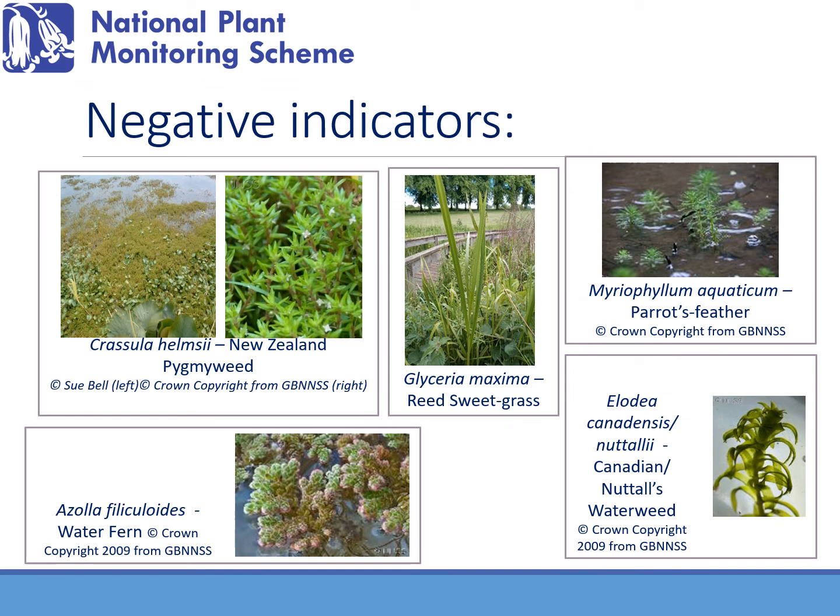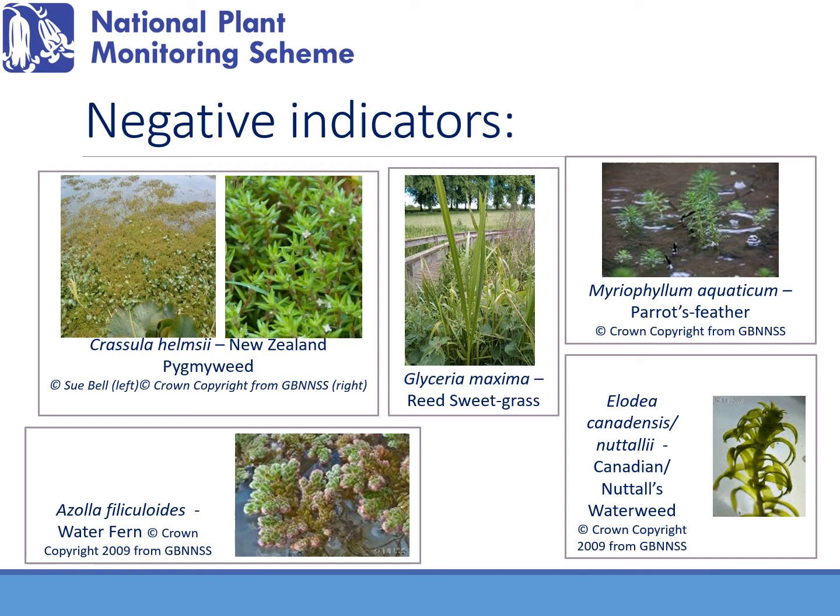Now we've gone through all the main species of plants that I wanted to introduce you to, there are a few summary points I just want to cover. Firstly, I just want to highlight those species which are considered as negative indicators for the purposes of the NPMS. We've already met most of these as we've gone through our presentation, apart from the first one shown on the top left-hand side of the slide.